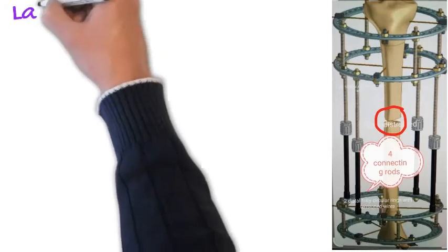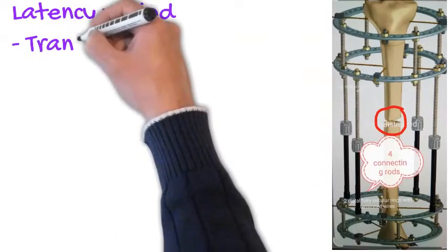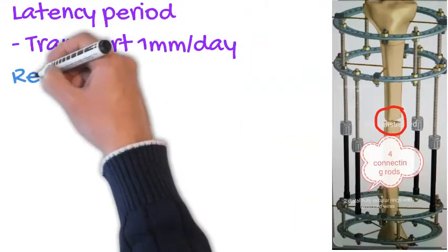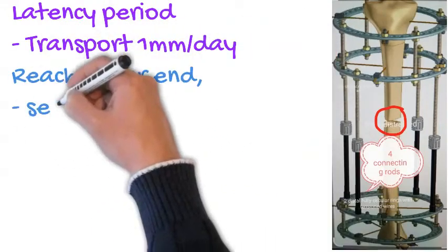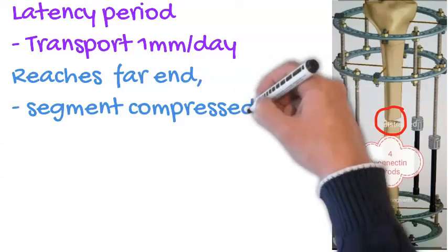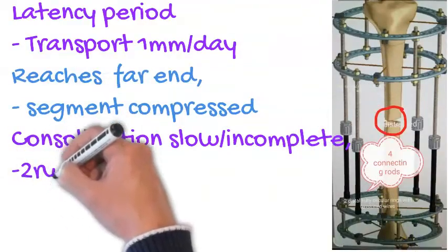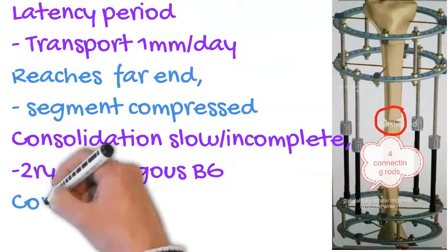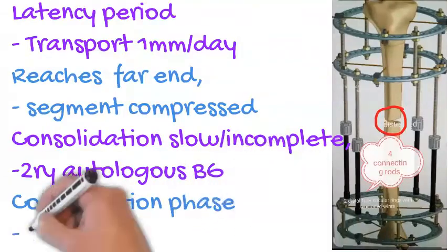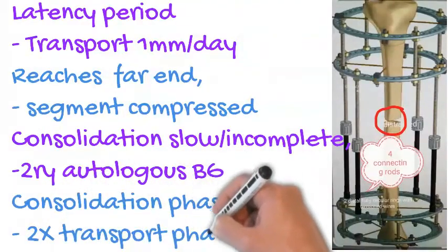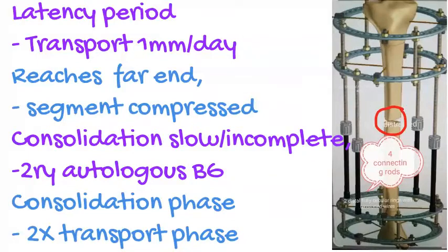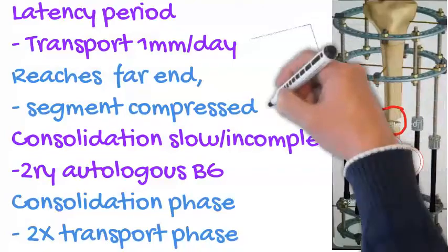Once the transport segment reaches the far end of the defect, the segment is compressed for several weeks until fracture callus forms. If consolidation of the regenerated bone is slow or incomplete, secondary autologous bone grafting is performed at the docking site in conjunction with compression. The consolidation phase lasts 2 times as long as the transport phase. The regenerated bone is formed from the periosteal and endosteal surfaces of the transport segment.